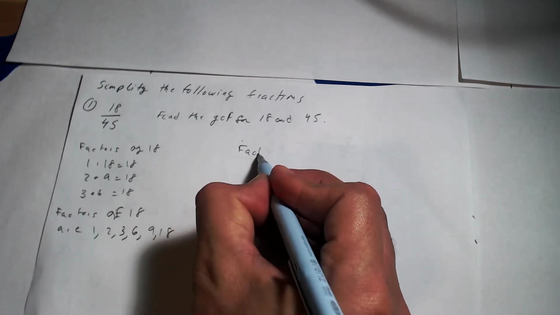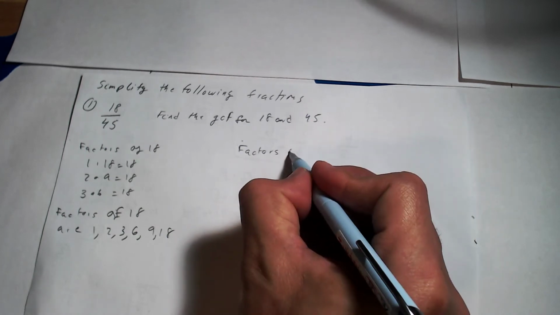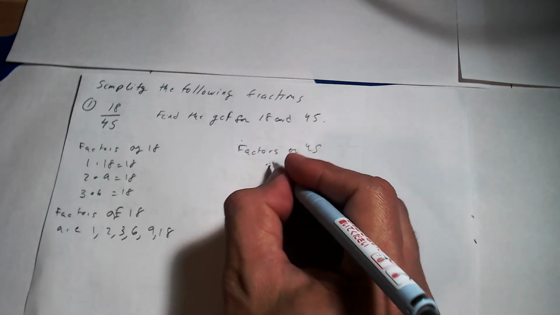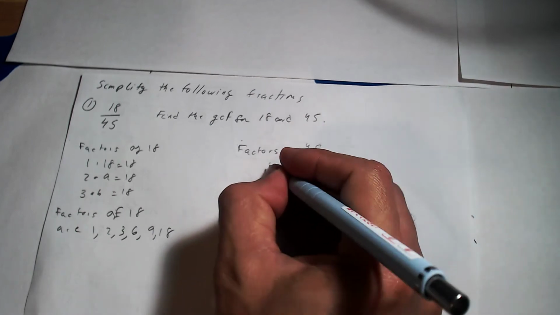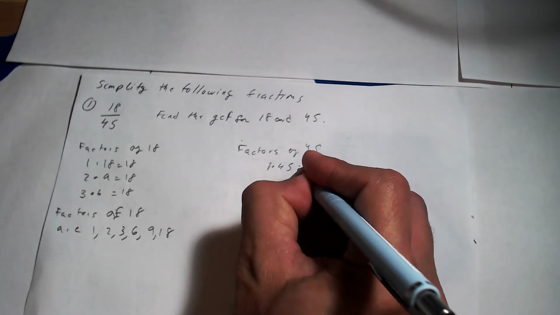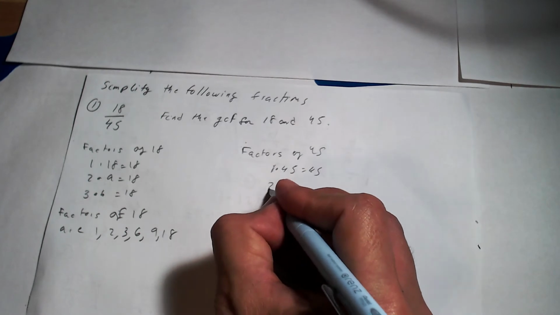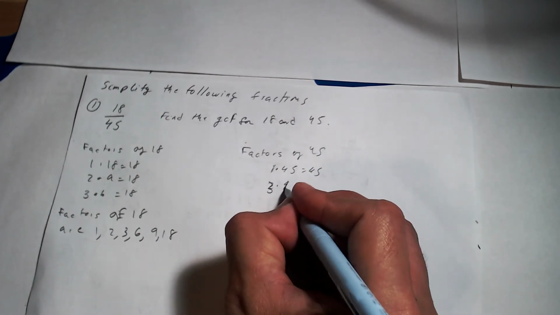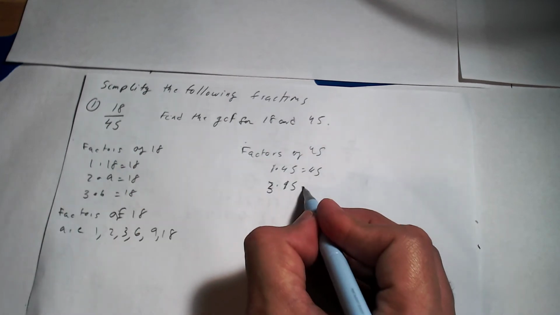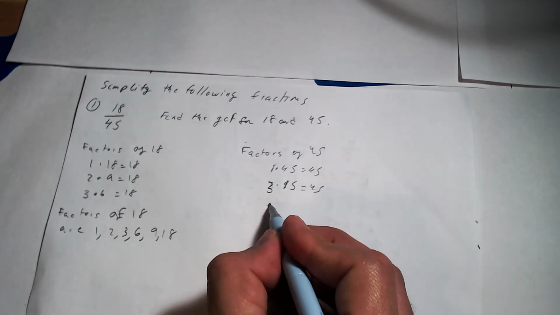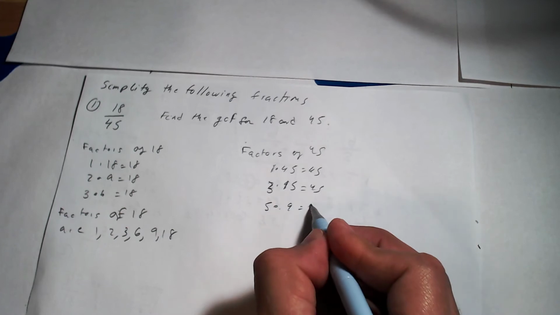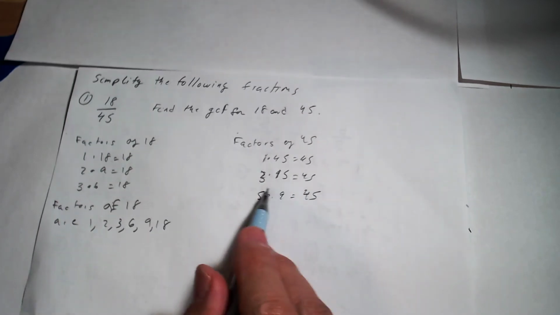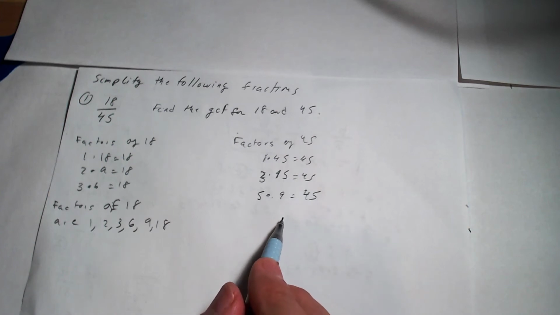So now I gotta do the same thing for 45. I gotta find all the factors of 45. So 1 times 45, not 2, 3 times 15 here. I was looking at this number, sorry. And 5 times 9 gives me what? 45. So those are all the factors of 45.